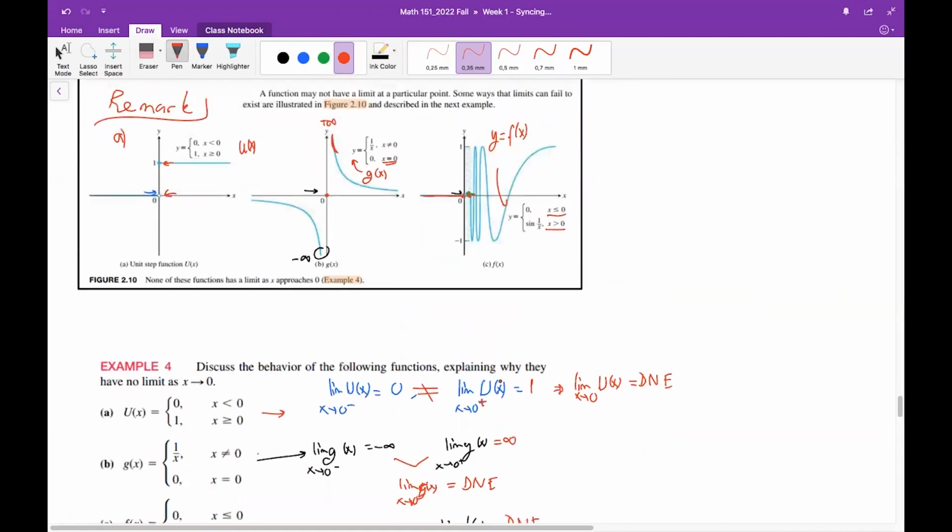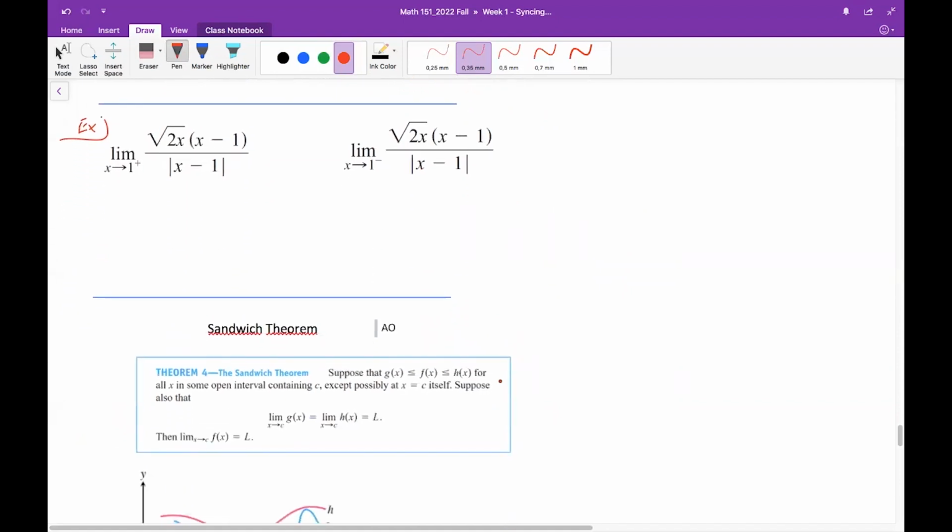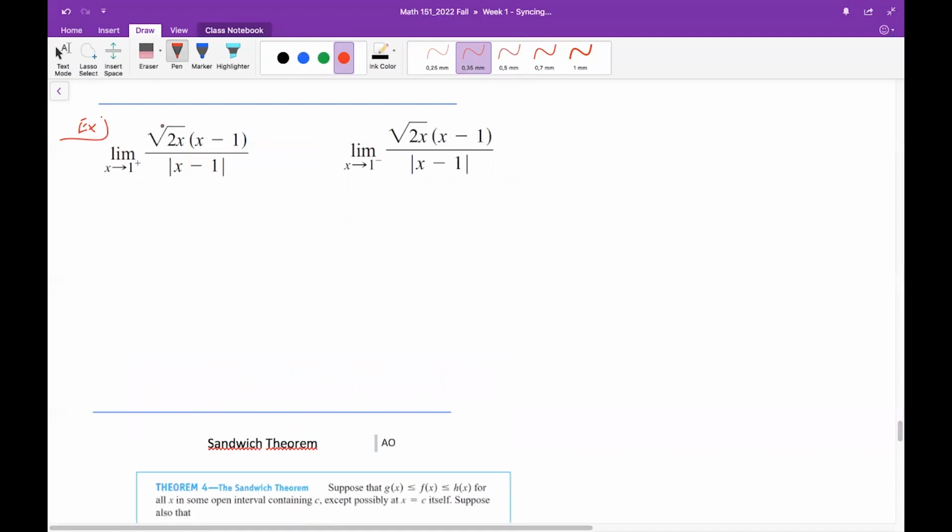By looking at the graphs, maybe it is a good idea now, without having a graph, to ask how we can compute one-sided limits. So algebraically, let's compute these two limits now. We have an expression and we want to compute the limit of this expression from left and from right. Okay, in this first case, what happens?